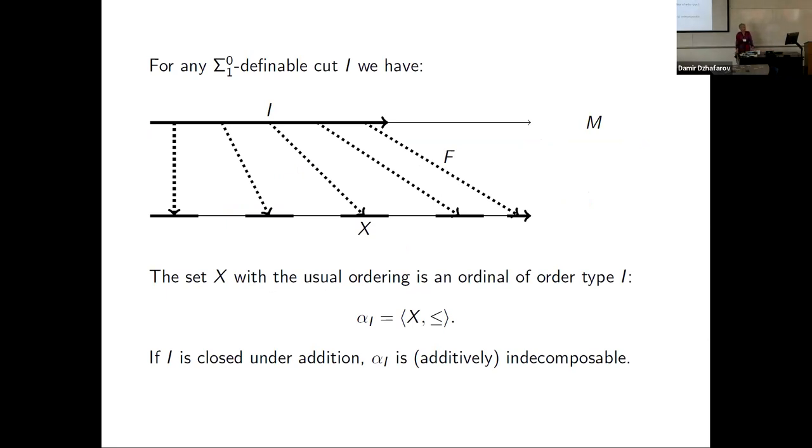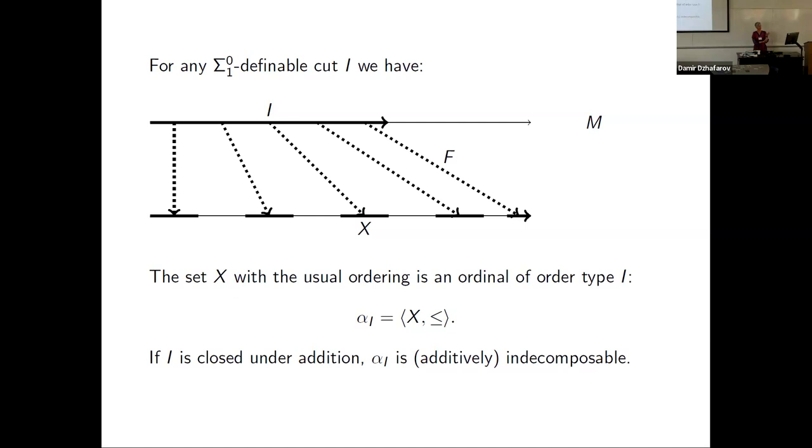Okay, again, working with sigma 0-1 definable cuts, I said you're going to see this picture a lot. We can map I onto a set X that's cofinal in M. And then we can take X under the usual ordering of numbers, and view X itself as an ordinal. So this is an ordinal of order type I. Although I is not an ordinal because it's not an element of the model, we can think of it as an ordinal and use I to produce some examples and counterexamples.